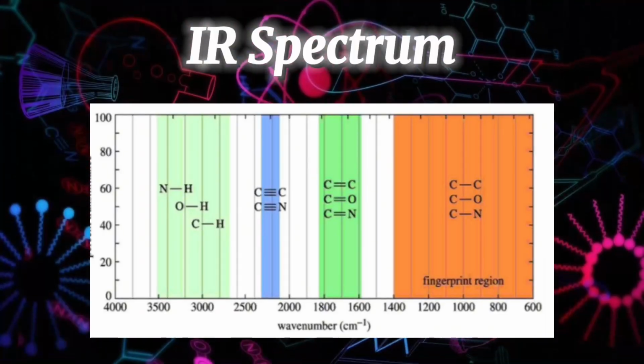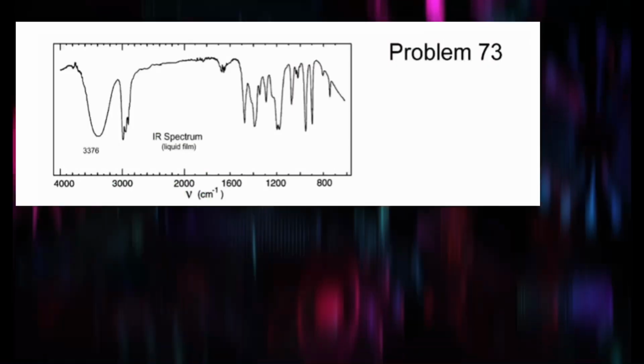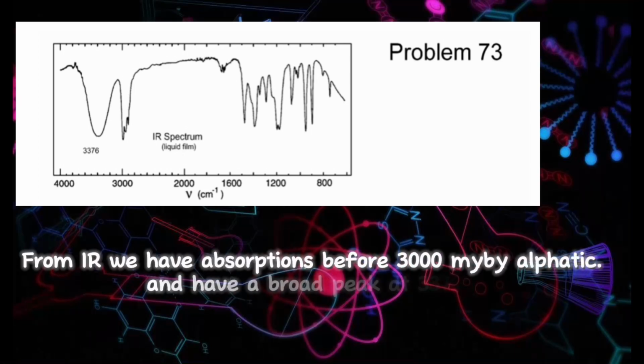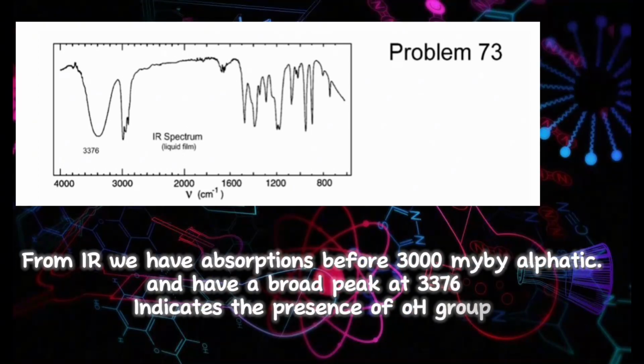First, we have the IR spectrum. From the IR spectrum, we have a broad peak at 3300 indicating the presence of the OH hydroxyl group. And we have another peak before 3000, maybe indicating the presence of an aliphatic group.